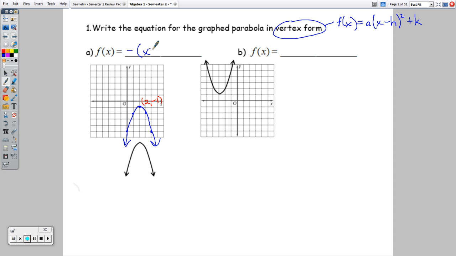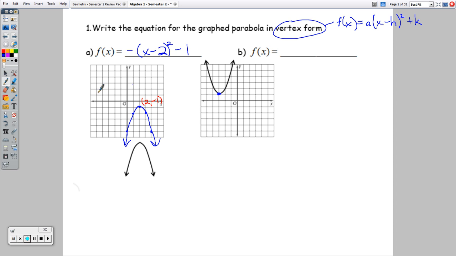And then you're going to have x minus h. H is 2, so x minus 2. Remember, in the parentheses, it's always the opposite of that x value, and then squared. And then k is negative 1, so it's plus a negative 1 or just minus 1.